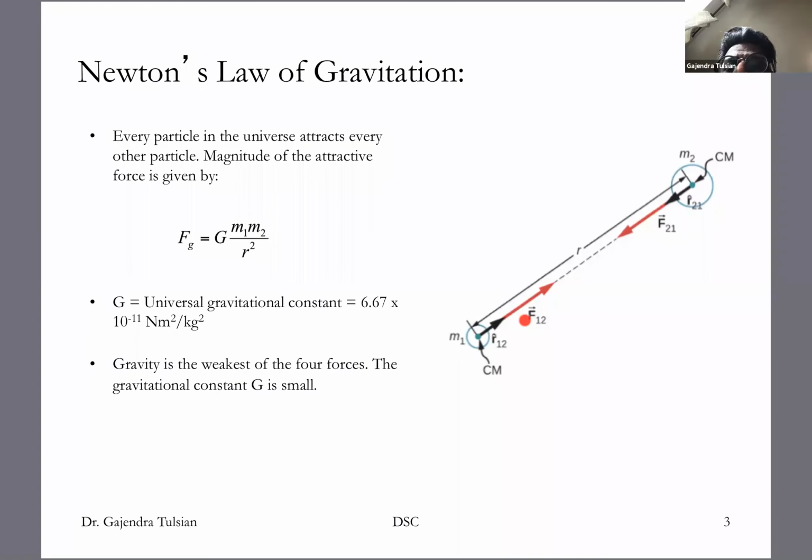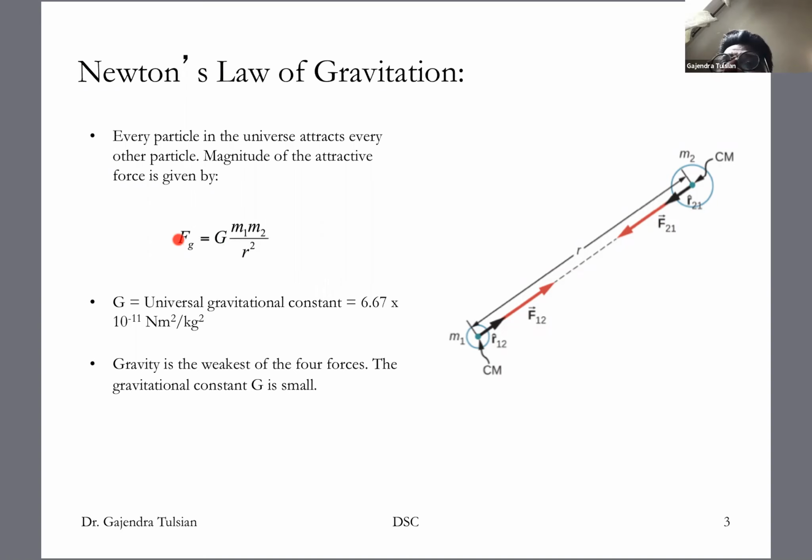All right, so here's Newton's law of gravity. Every object in the universe attracts every other object. The magnitude of the force was given by Newton: it is the gravitational constant times the product of the masses divided by the distance between the two objects squared. So, for instance, if you double the distance between the two objects, it would be 2r squared, so the force would fall by a factor of 4.